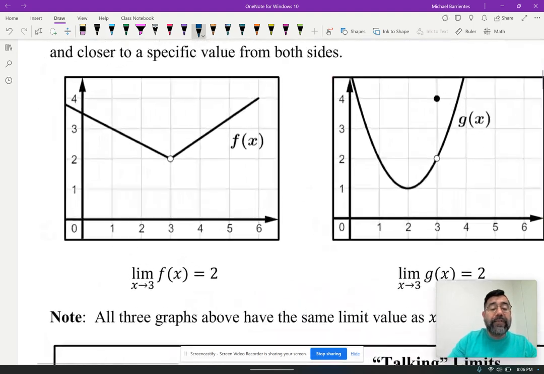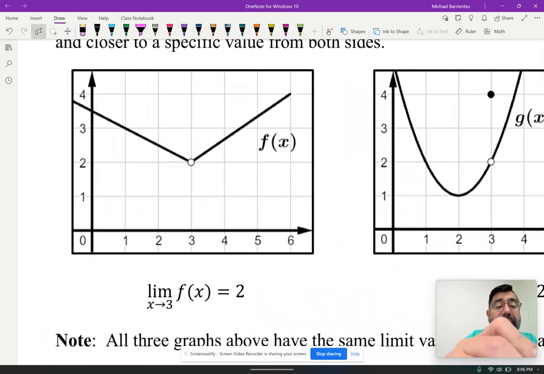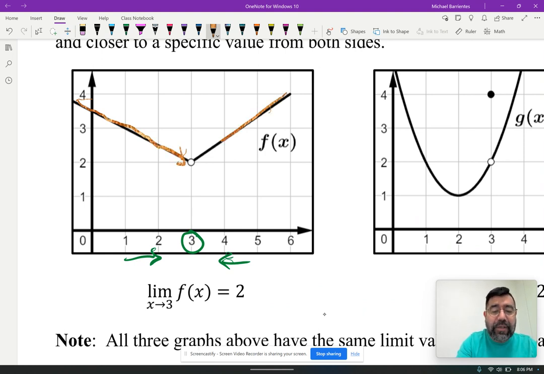When I look at this first example, I'm going to look at this x value of 3. So my x value is 3. The question is, what is the function getting closer and closer to as I squeeze towards that x value of 3? As I move in from the left side and as I move in from the right side, what is the function doing? The function meaning the actual graph. Well, it's getting closer and closer to a specific y value, and that y value is 2.